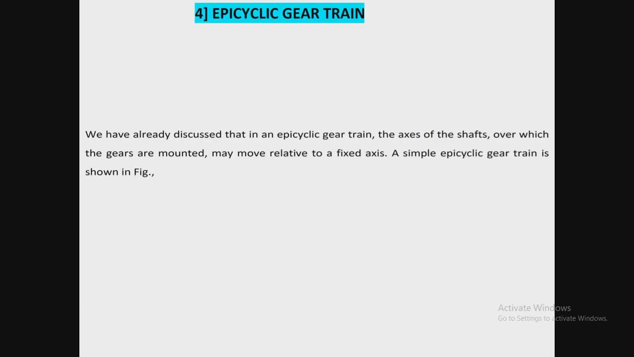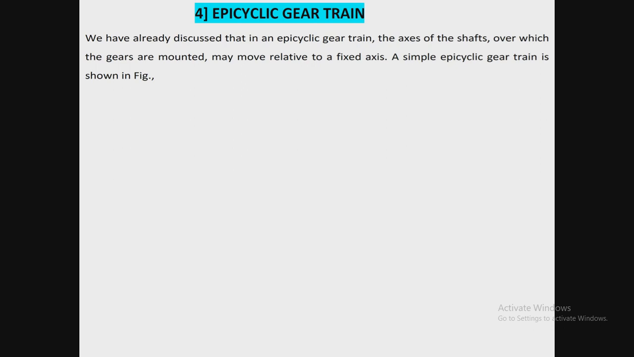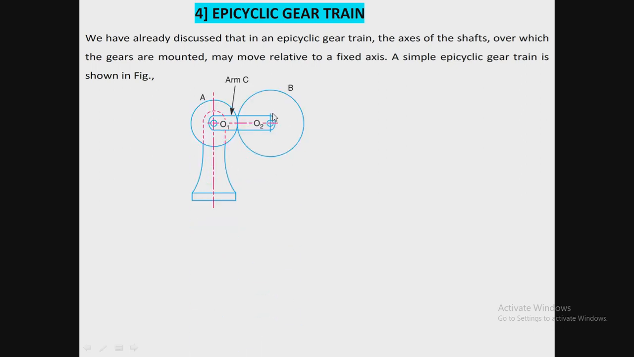Moving further towards the next type of gear train, that is the epicyclic gear train. See the figure of the epicyclic gear train. In this gear train, there are two gears as shown in the figure, which have the centers O1 and O2.